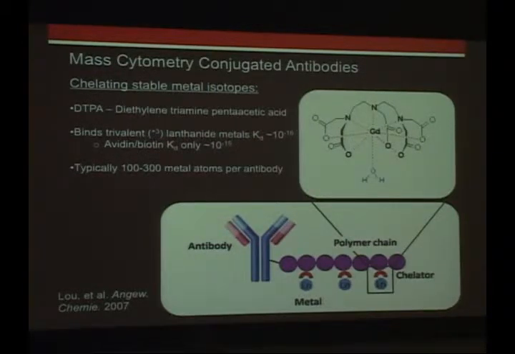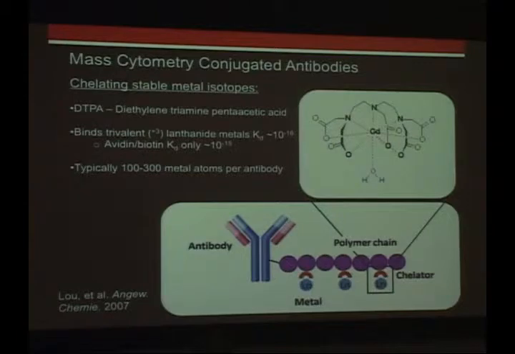It's an order of magnitude stronger than avidin and biotin. So those ions aren't going anywhere once you've chelated them, which is very nice for us. We can make master mixes of lots of chelated antibodies and leave them in the fridge for quite a long time, not needing to worry about ion switching. And using this sort of solution-based labeling strategy, we can typically label antibodies with between 100 and 300 metal ions. So getting a fair amount of metal on an antibody.